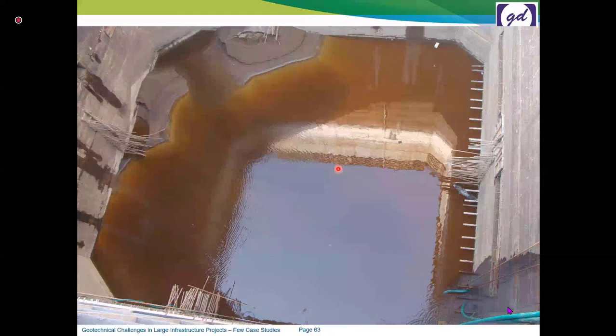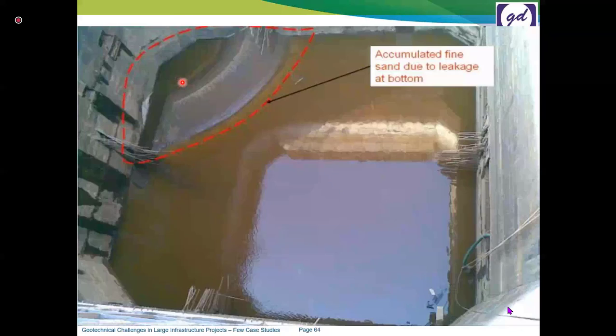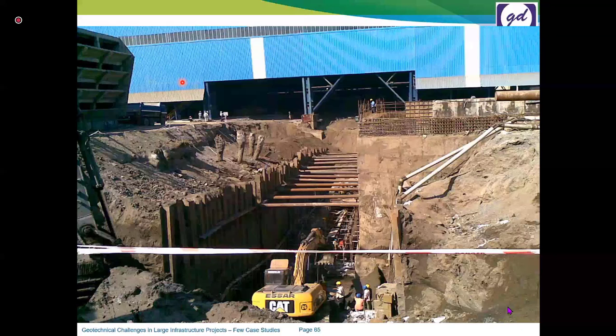And as you see, they tried to dewater it from inside. Probably it resulted in the flow of sand particles from the bottom of the pit, and that led to some cavities around it, and the pile foundations close to it started tilting and sinking. You see there are some structures resting on it. As the dewatering started from inside the pit, these piles started tilting because of loss of ground below them.